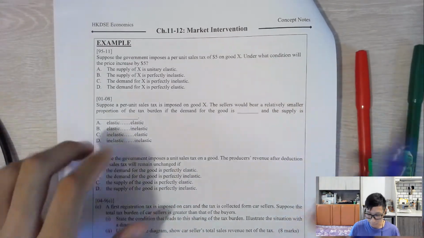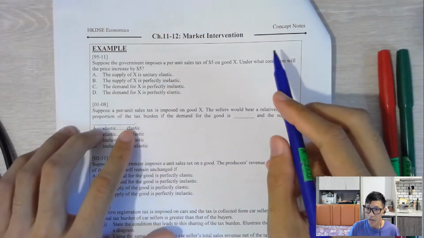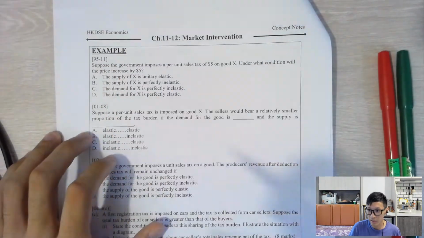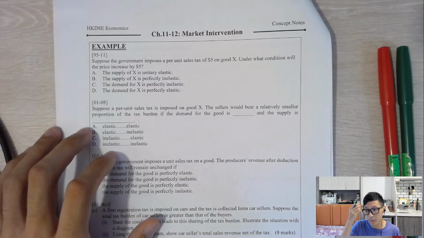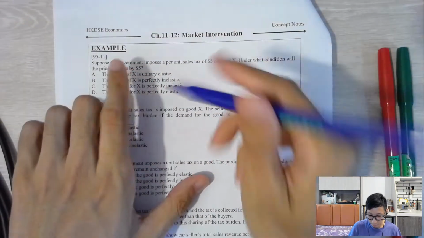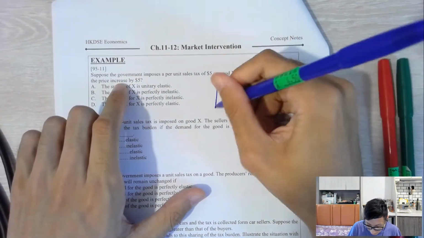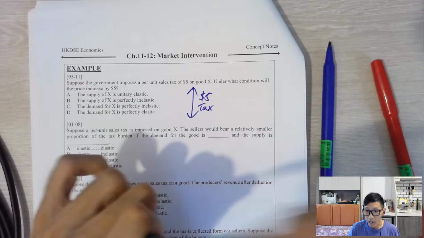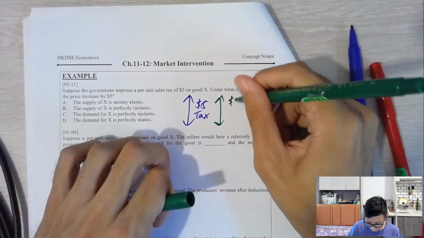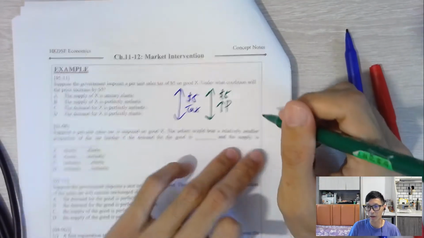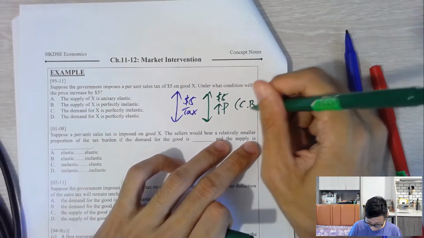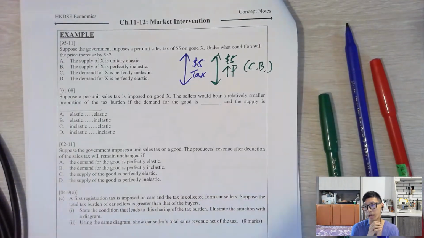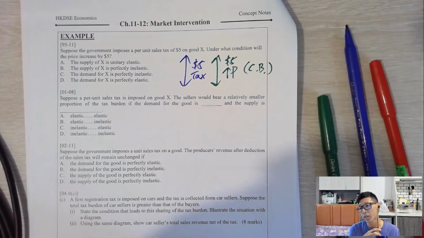Okay, now, 1995年, suppose the government imposes a per unit tax of $5, okay? Under what condition would the price increase by $5? Okay, now let's skip this. This is an extreme case. 這是一個 extreme case, 幾時會升5元? Now, basically, think about this. A tax of $5, and at the same time, consumer price increased by $5. What does that mean? All of this will be consumer tax burden. 全部都是 consumer 吃光, okay? All of this will be consumer tax burden.